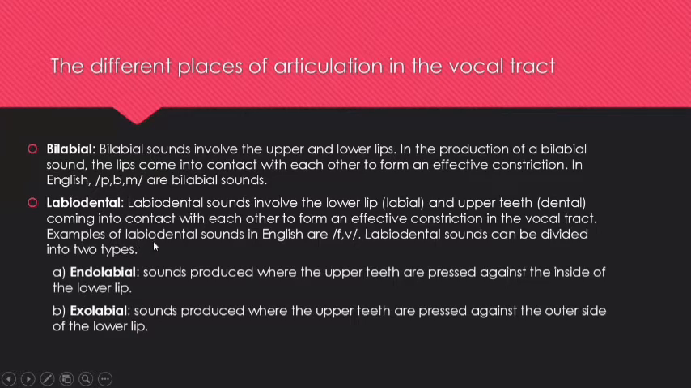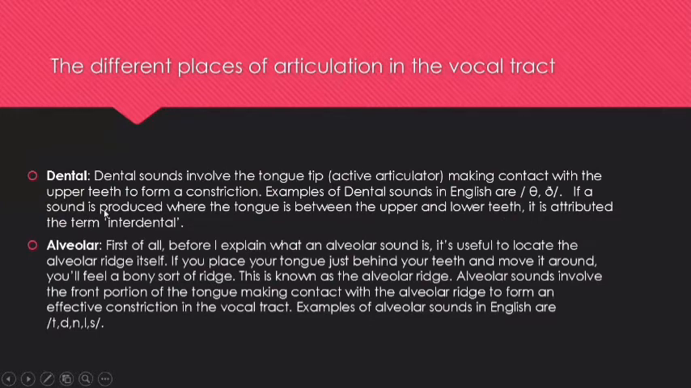Labiodental sounds can be divided into two types. A. Endolabial sounds are produced where the upper teeth are pressed against the inside of the lower lip. B. Exolabial sounds are produced where the upper teeth are pressed against the outer side of the lower lip. Number 3. Dental. Dental sounds involve the tongue tip, the active articulator, making contact with the upper teeth to form a constriction. Examples of dental sounds in English are... If a sound is produced where the tongue is between the upper and the lower teeth, it is attributed the term interdental.